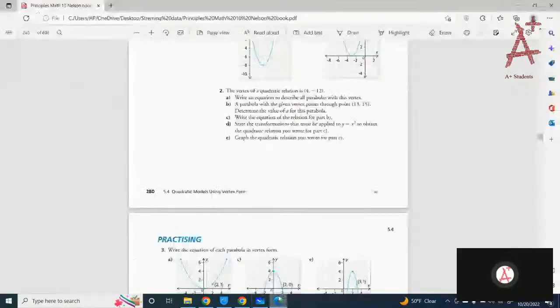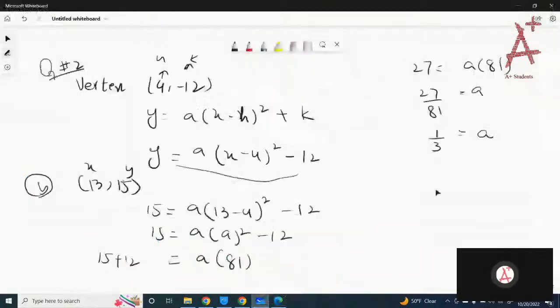Okay, now in part C, write the equation. Okay, for part B, we have to write the equation. Just write the equation, and the equation is now y equals 1 by 3 (x minus 4) whole square, and negative 12. Got it?